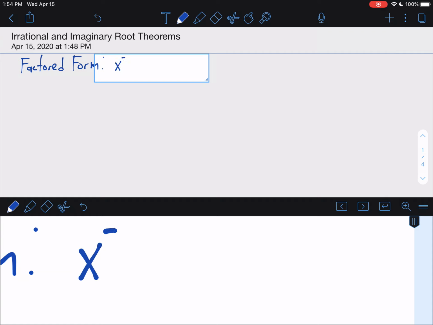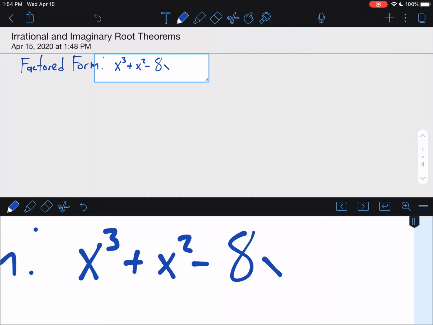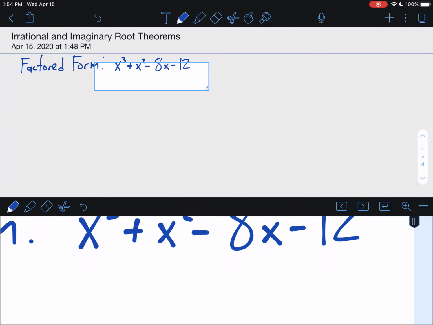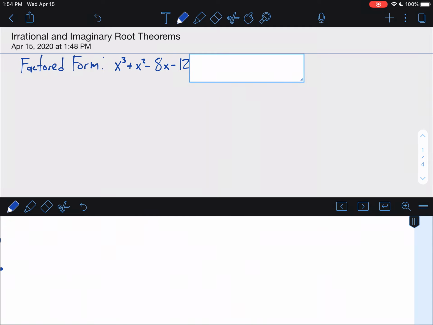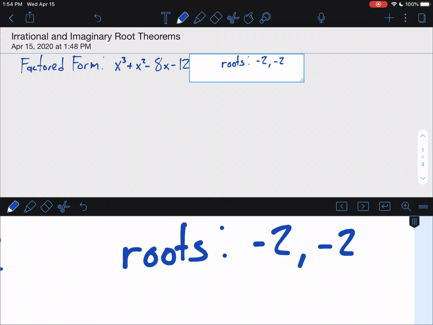So, let's see, we had this polynomial that we did on the packet last week. It was the example one. It was x to the third plus x squared minus 8x minus 12. I believe we said the roots were negative 2, negative 2, and positive 3. So the roots were negative 2, negative 2, and positive 3.